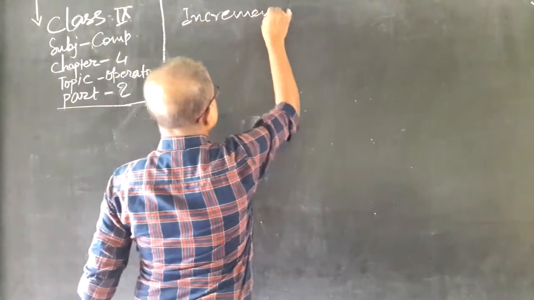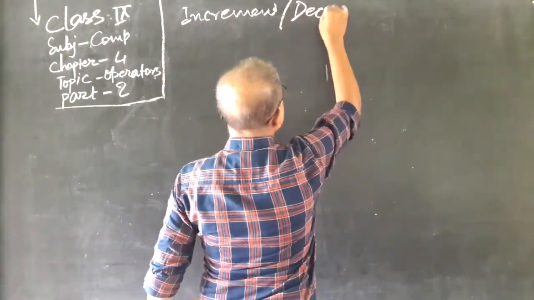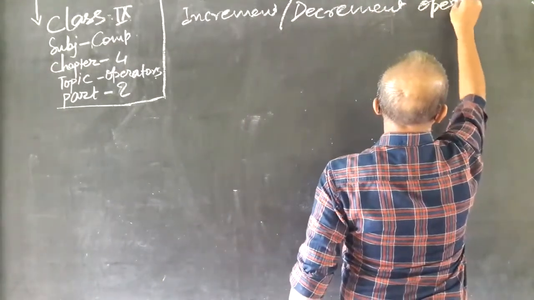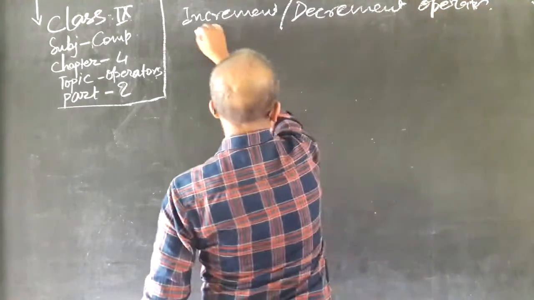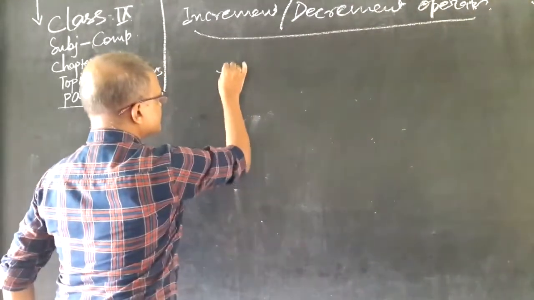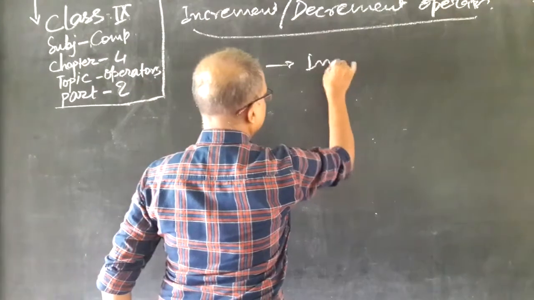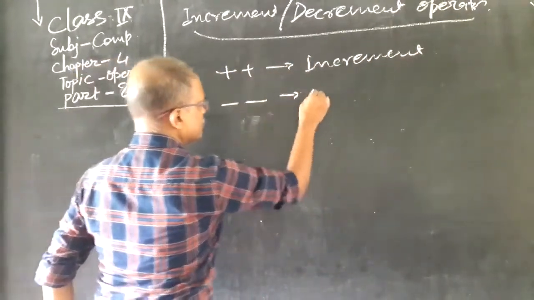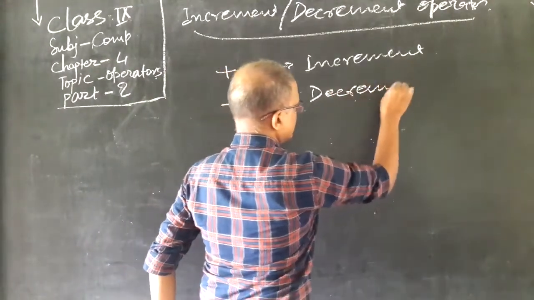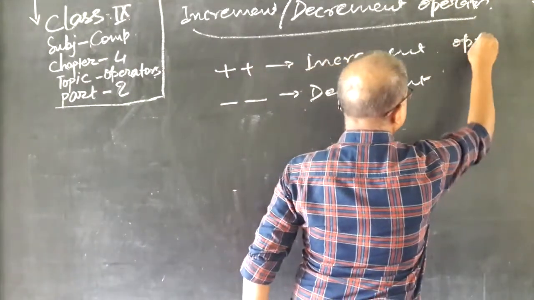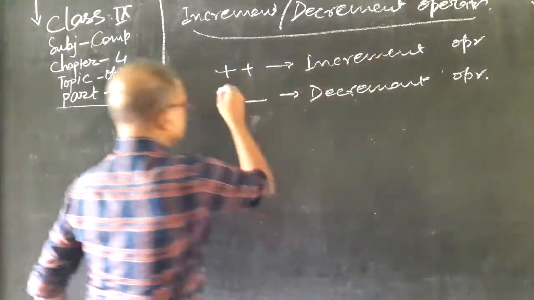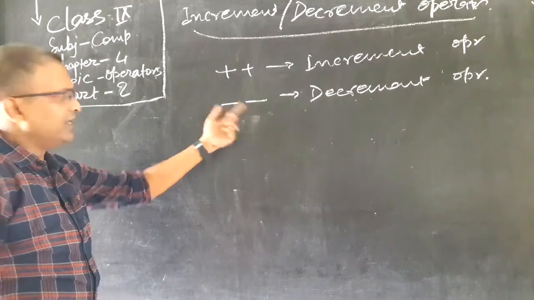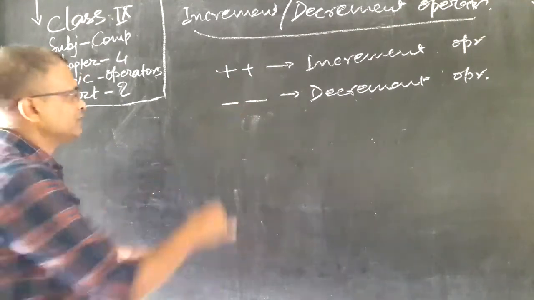Increment and decrement operator. So here plus is called the increment operator, and minus is called the decrement operator. Okay, plus is called increment operator and minus is called decrement operator. Let us know what is the meaning of this plus or minus.